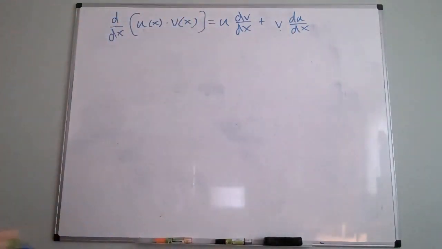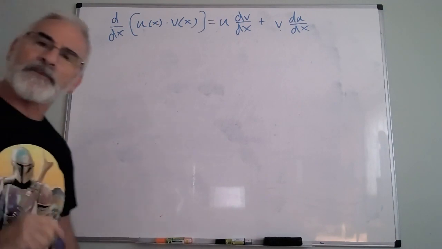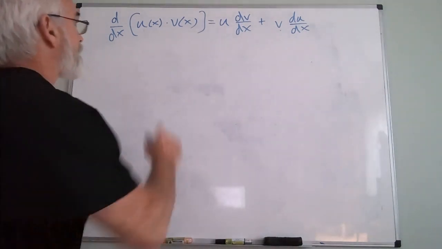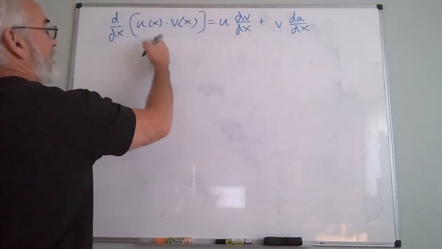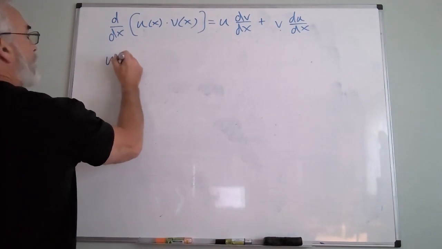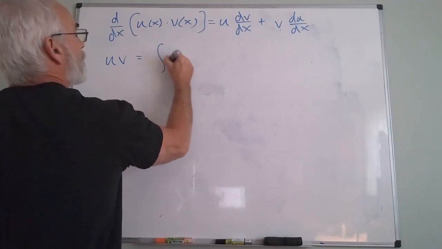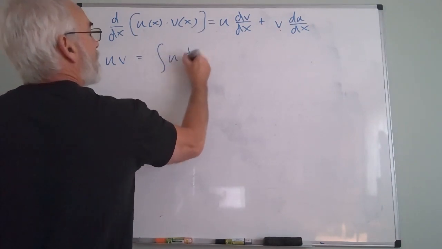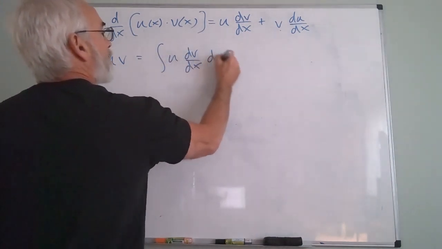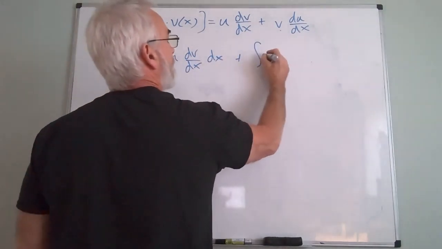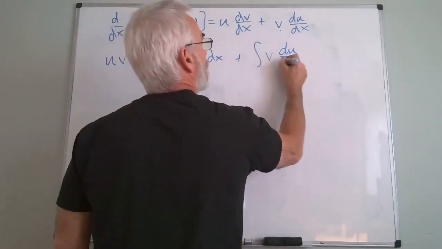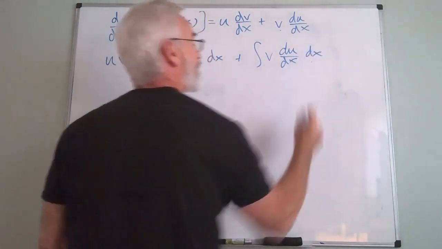All right. Well, that's pretty exciting. The derivative of u times v is u dv dx plus v du dx. Yeah, I know that. But now think about integrating both sides. So if I now said, let's find the antiderivative of both sides. Now on the left side, I'd have uv. On the right side, I'd have the antiderivative of u dv dx integrated with respect to x plus v du dx, again, integrated with respect to x.